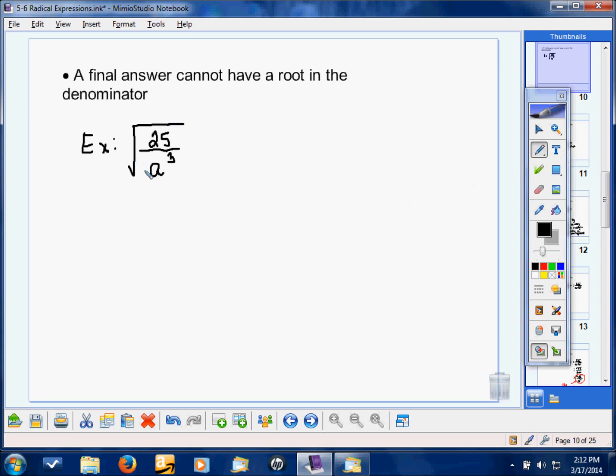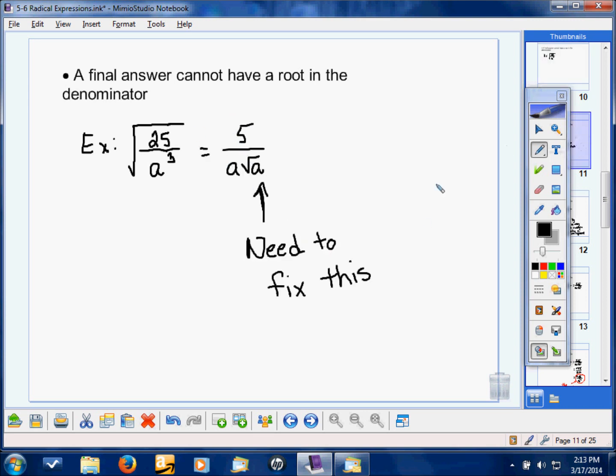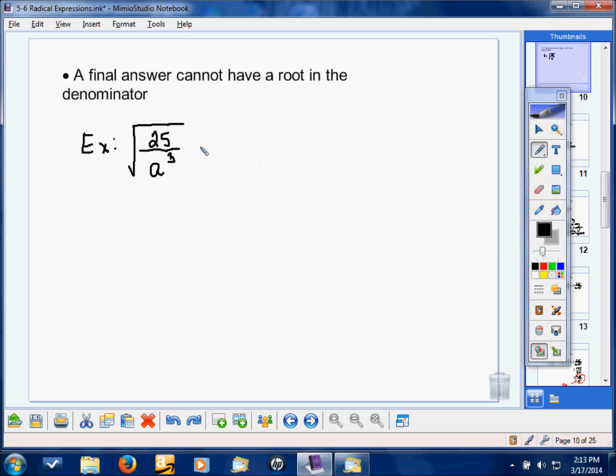So we need to break it down, which means you put the square root of 25. That was a lot of steps in one. Let me back that up a little bit. We need to go back to here. So it's the square root of 25 over the square root of a to the third, right? Most of you off the top of your head would know the square root of 25 is 5, because 5 times 5 is 25.